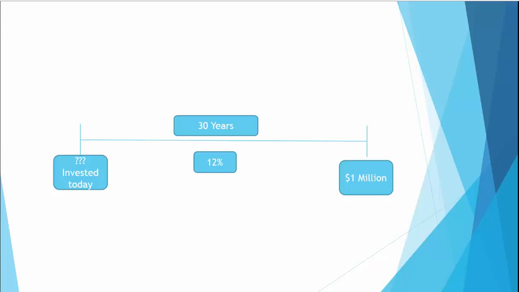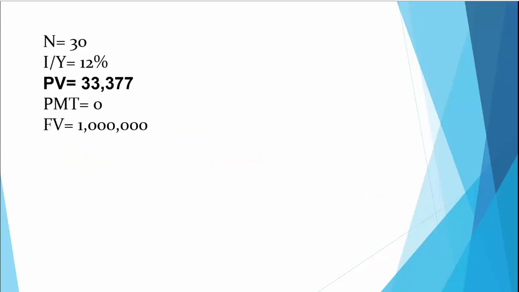What did you get for present value? Hopefully you got $333,377. Here we can see the value of compounding. $333,377 will grow to $1 million over 30 years. Now let's look at another example.